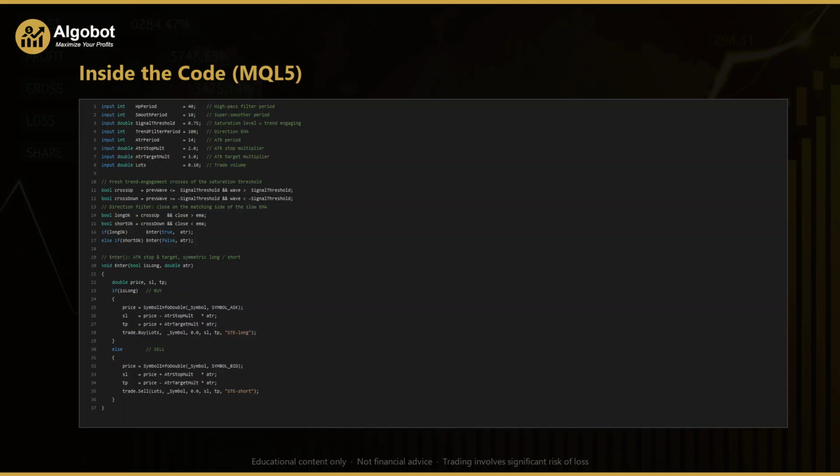If long OK is true, the code enters a buy. It reads the ask price, places the stop-loss 2 ATR below entry, sets the take-profit 3 ATR above, and calls trade.buy with the lot size and those levels.